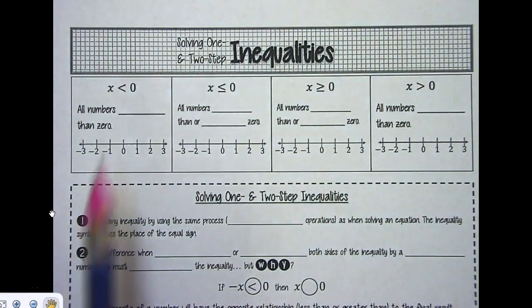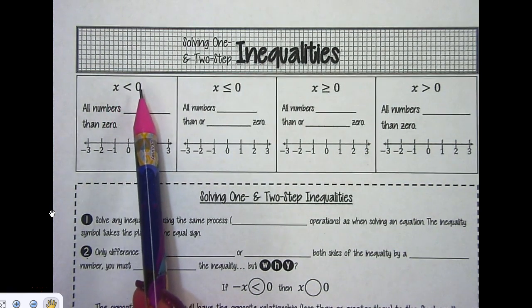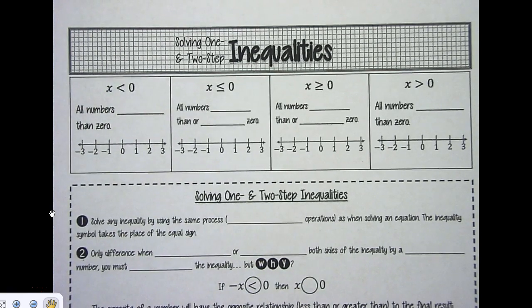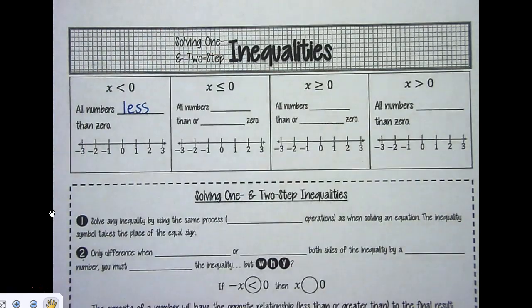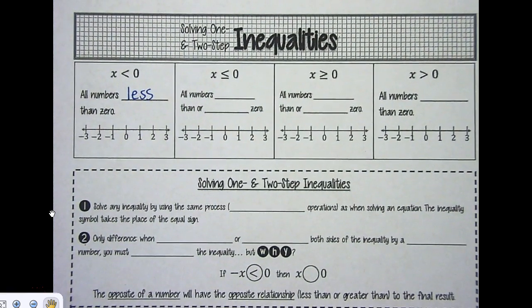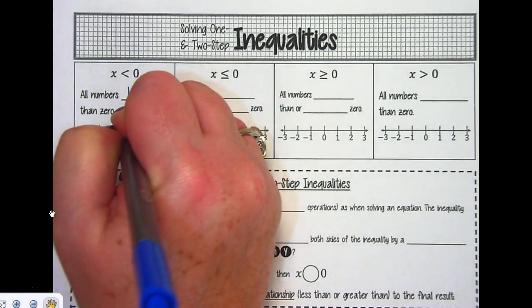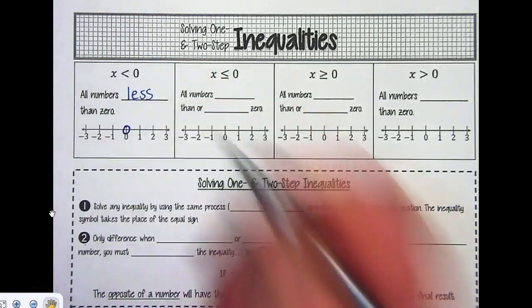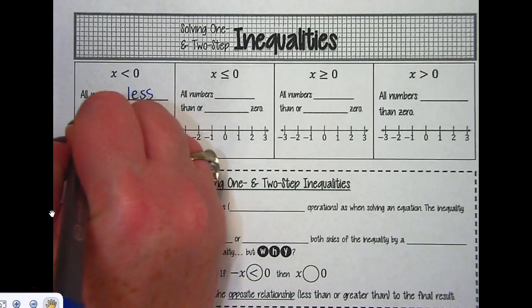All right, so how do you read this right here? It says x is less than 0. So, all numbers less than 0. Write the word less on that line. X is any number less than 0. And how would we graph that? So last year we learned that an open circle means it does not include a number. So it cannot include 0, so it's open. We cannot fill it in. But it's every number less than 0 going that way.